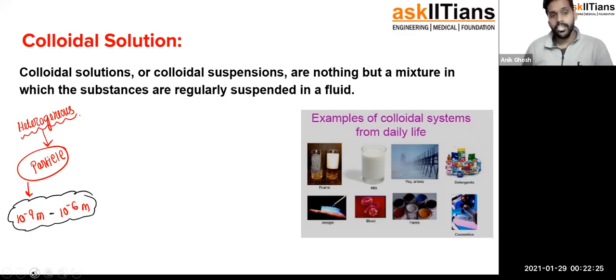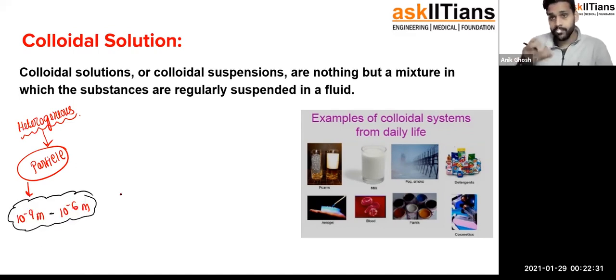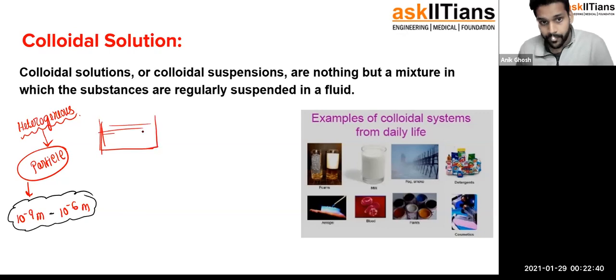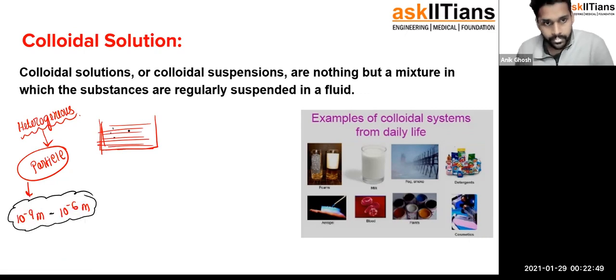So they remain in this range, and for that reason, what happens is they are not like the sediment, not like the suspensions. So what happens for them is, if this is a beaker full of colloidal solution, so I should say colloidal mixture, let's just say that there are some colloidal particles like this. So they are not big enough to settle down. So what would happen? They would be floating in the solvent.